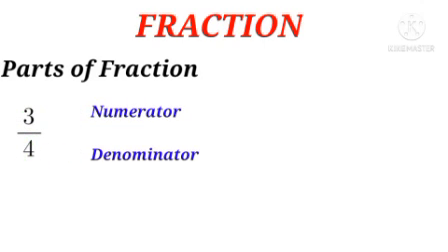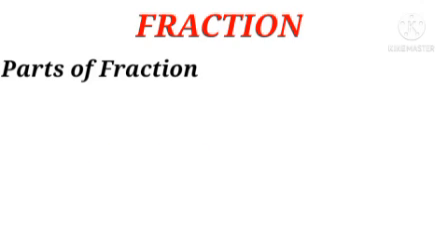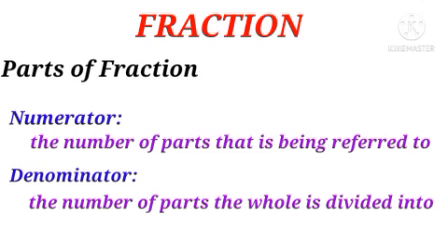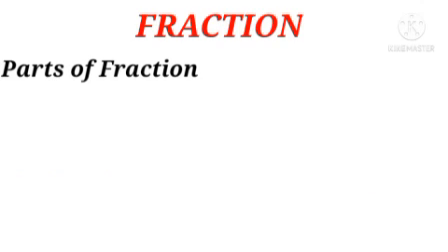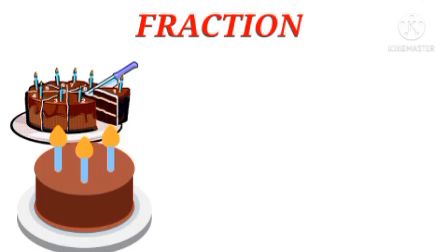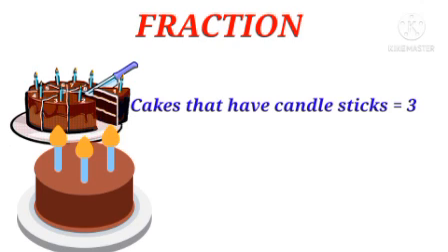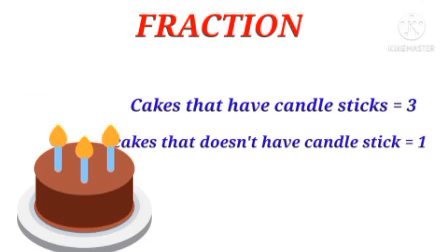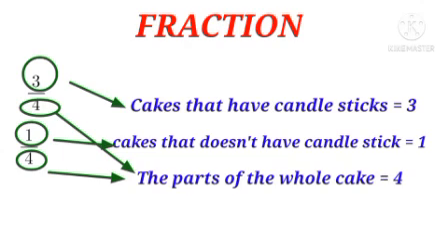By the way, numerator and denominator might be big grammar to you, but I will help you simplify the meaning. Numerator means the number of parts we are referring to, while denominator means the number of parts the whole is divided into. Like the example of the cake we gave earlier. If I refer to the cakes that have the candlestick on it, I will say they are just 3. If I say the cake that does not have a candlestick on it is just 1, so that's the numerator, 3, 1. But if we talk about the denominator, we'll talk about the number of parts the whole is divided into. In the previous example I gave, the cake is divided into 4 parts. So that's why we have 3/4 and 1/4.